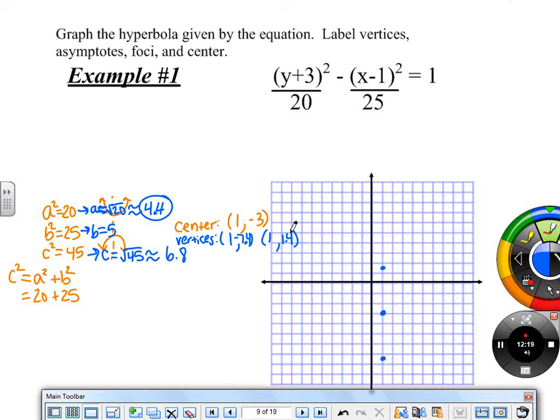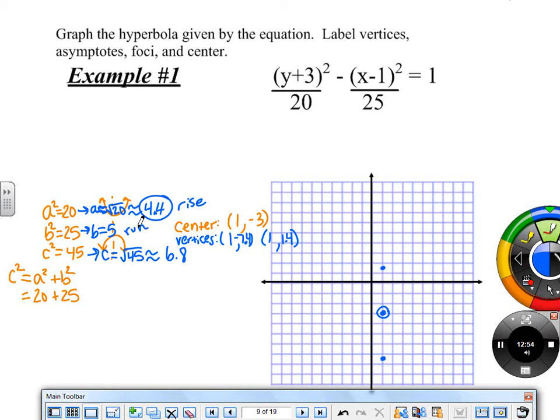Now, we want the asymptotes to guide the branches of our hyperbola. And what we know about the asymptotes is that they are lines that go through the center and have a slope that's related to a over b or b over a. In this case, you can see that from the center to the vertex is a rise measurement. So a is going to be our rise, and b is going to be our run.